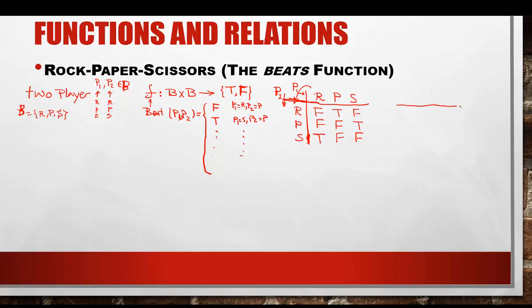I could have equally put P sub 1 as the columns here, and then P sub 2 as the rows. So let's say we have rock, paper, scissors, rock, paper, scissors. Then we go from here to there. Rock doesn't beat rock.